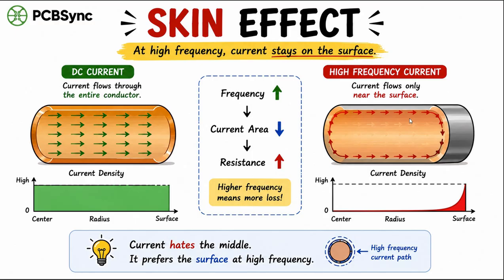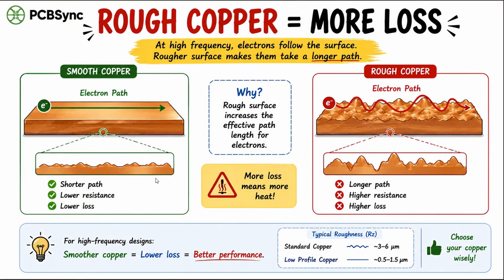So, what does this mean? It means the area the current can travel through gets smaller, resistance goes up, and losses increase too. Remember this key point: the current doesn't like going through the middle, it just squeezes to the sides. This is what happens at high frequencies.